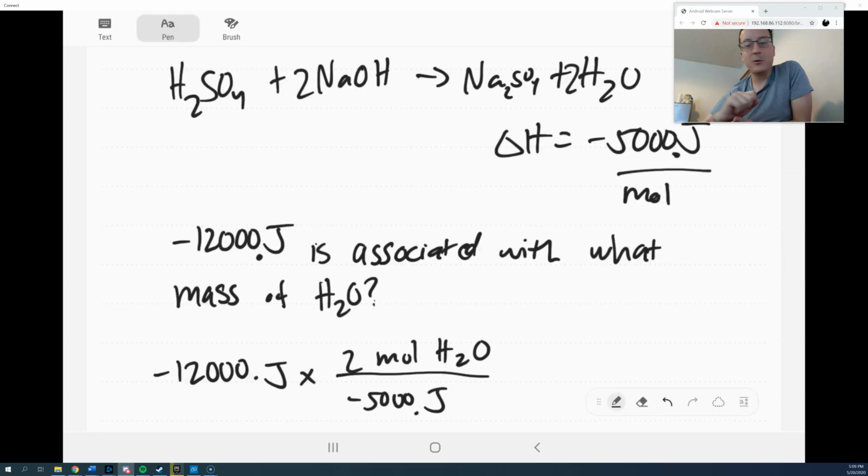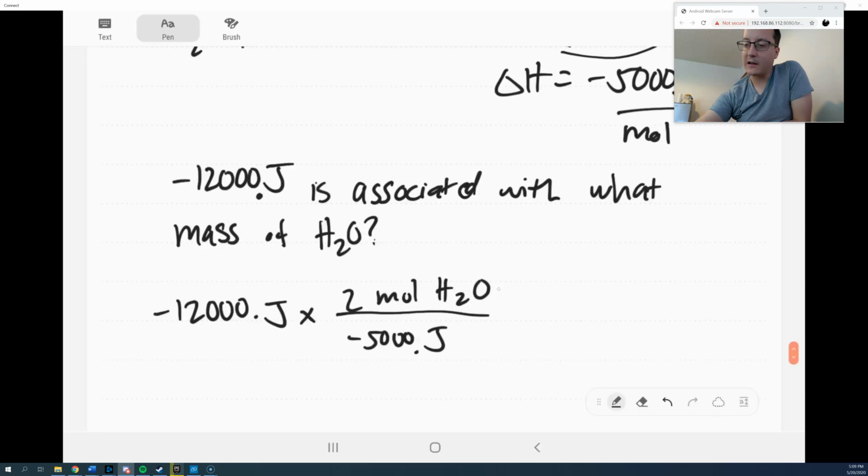It's going to be 2 moles, because that's from our reaction. It tells us we have 2 moles of water in this reaction, so we're going to put 2 moles of water with our delta H. And since we're asked for mass, I'm going to go ahead and throw that in here now.